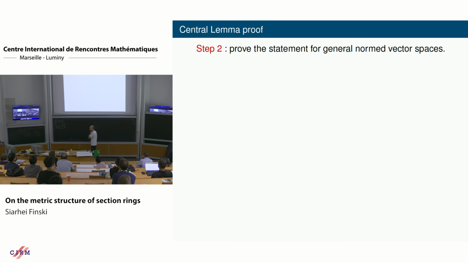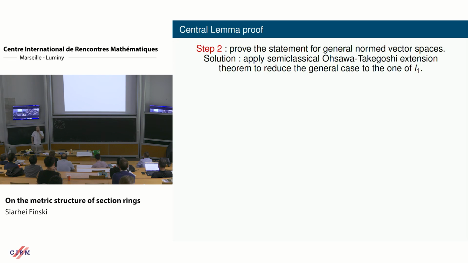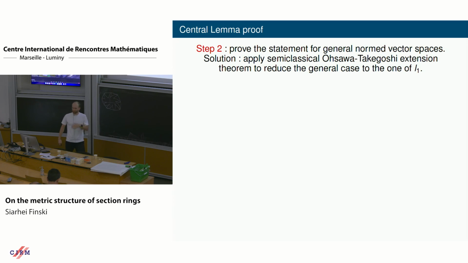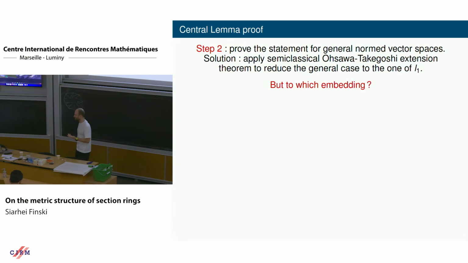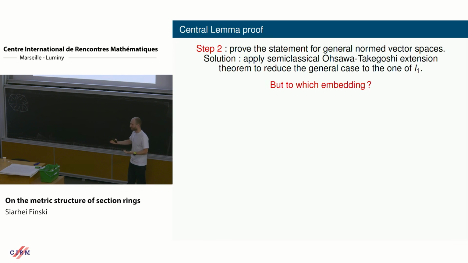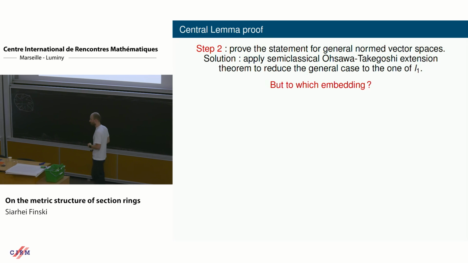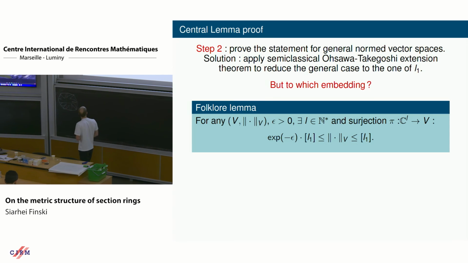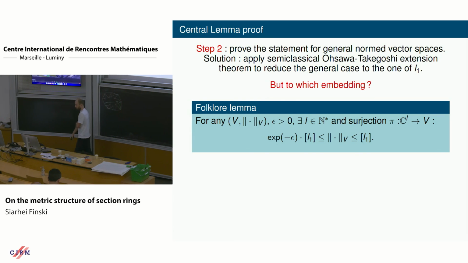Now, we need to prove it for the general space. The idea is, once again, to rely on the semi-classical Ohsawa-Takegoshi extension theorem. But I hope you realized by this point that it's not the question of what we apply, but how to apply it. So to which embedding? So once again, we just have a normed vector space. There is no associated embedding. To understand this question, I would like to recall the following folklore lemma.